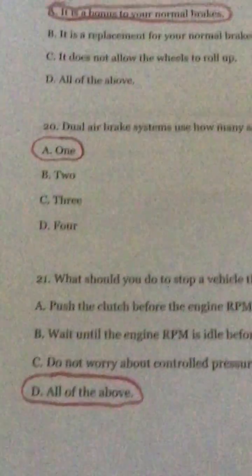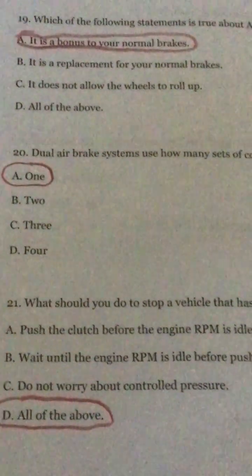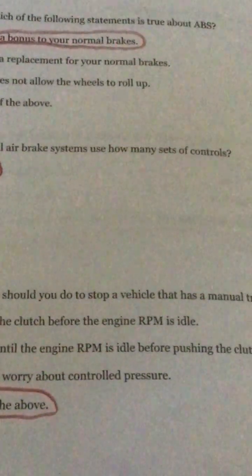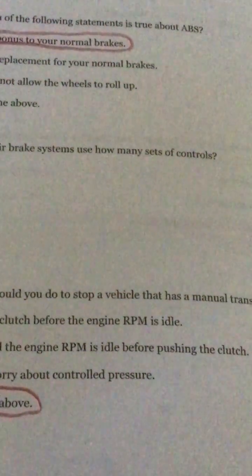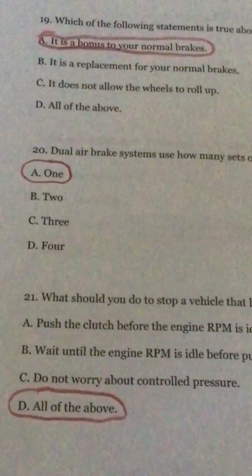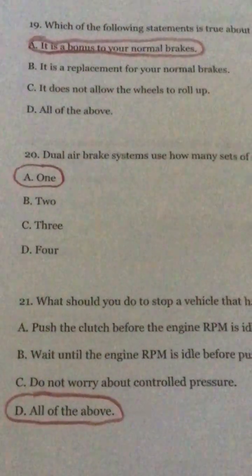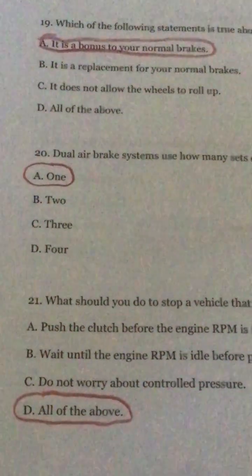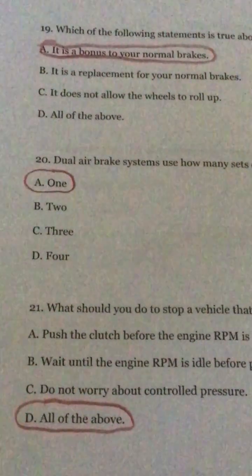Number 20. Dual air brake systems use how many sets of controls? A. 1. B. 2. C. 3. Or D. 4.